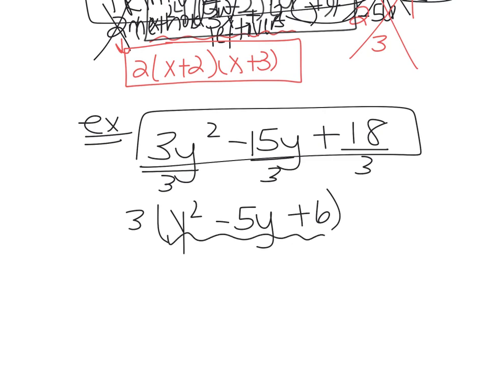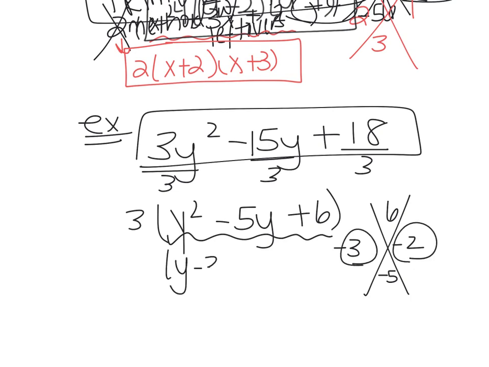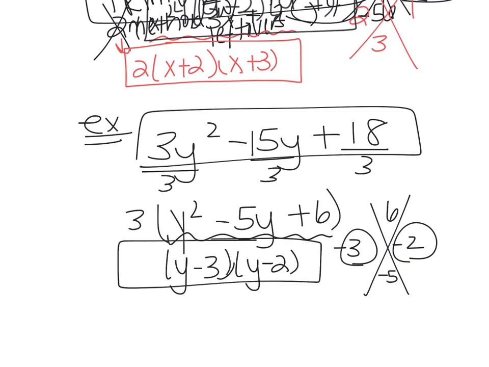So now I'm going to look at my leftovers and do the X method. 6 goes on the top, negative 5 goes on the bottom. So factors of 6, 3 and 2. How do I get negative 5 with 3 and 2? Well, negative 3 and negative 2. Done. So y minus 3, y minus 2. If I circle this as my answer, why am I losing a point? Because I forgot to bring down my GCF.